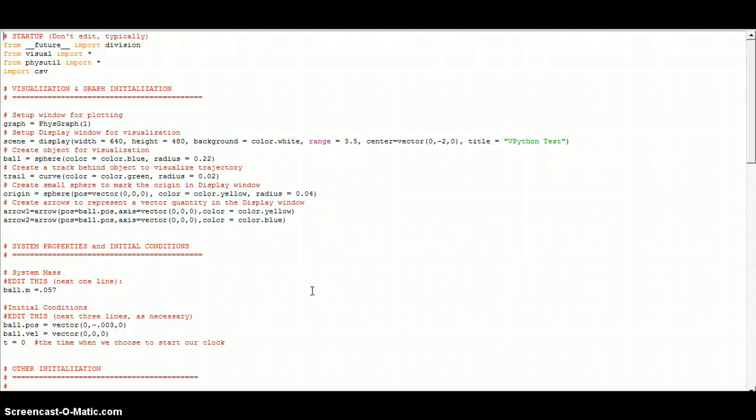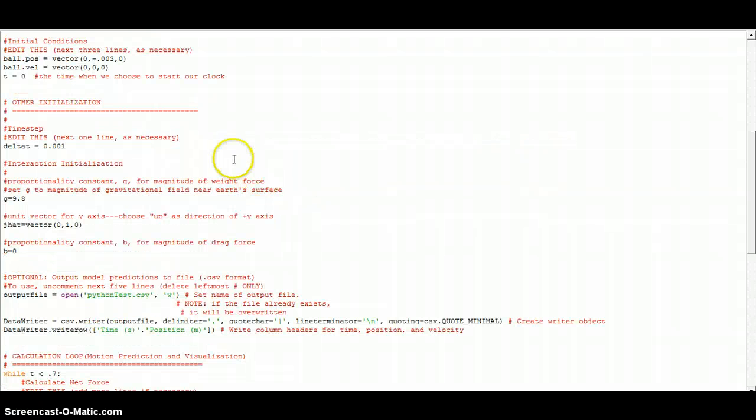One of them was a tennis ball's mass, which I found to be 0.057 kilograms. Another was the ball's original position, which I explained before, started at negative 0.003. The ball started at 0 for velocity as it was starting from rest. Time started at 0 as I explained before. Our delta t had to be really small as our video was so short. We have our gravitational constant set at 9.8. Our j-hat vector, which shows the y-axis, has up for a positive direction.